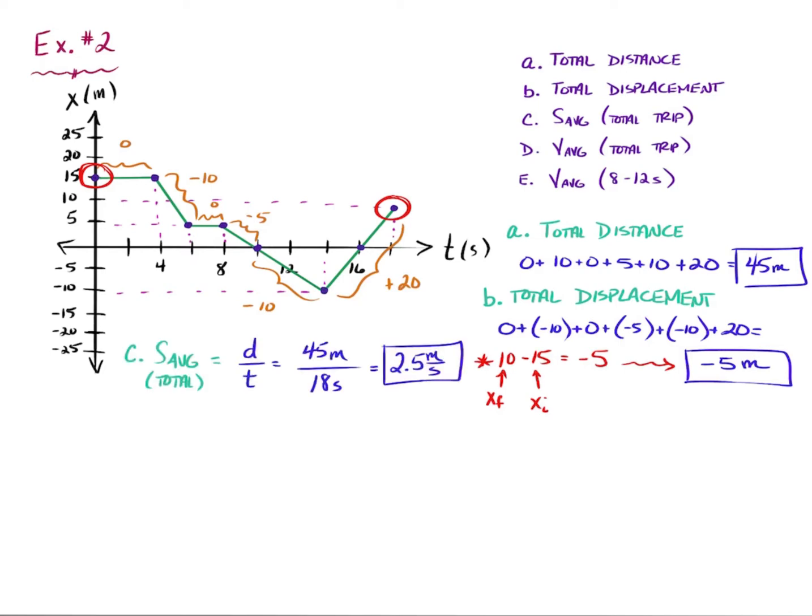To find the average speed, I'm just going to take the distance that I found from part A, which is 45 meters, and divide it by the total time, which was 18 seconds. And that's how I got my 2.5 meters per second.